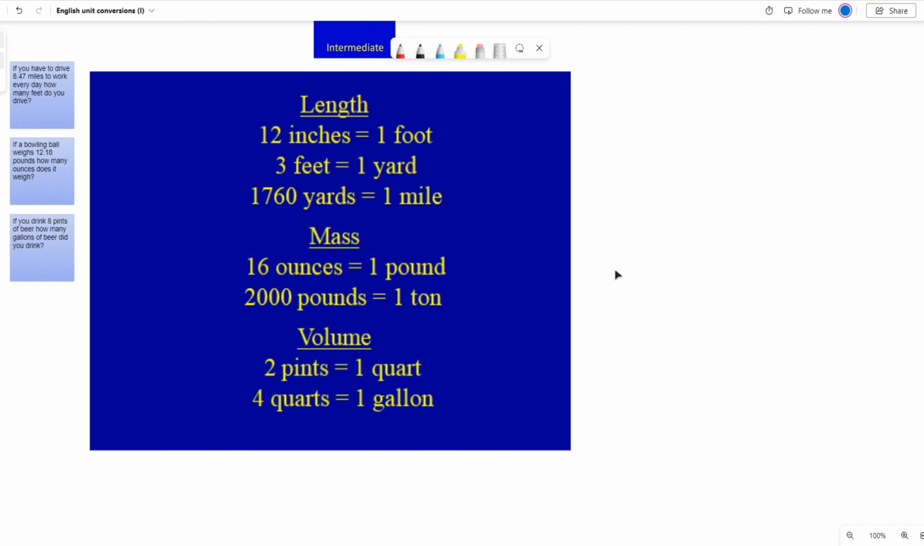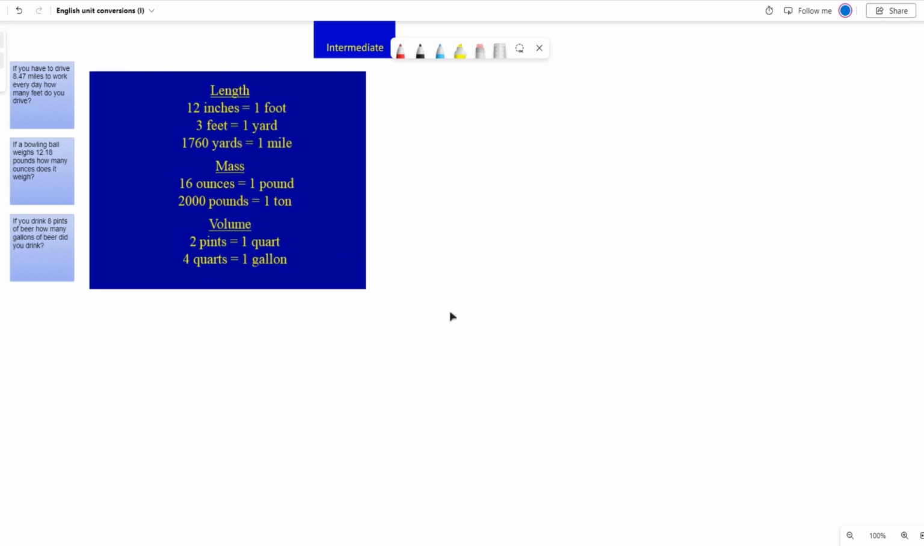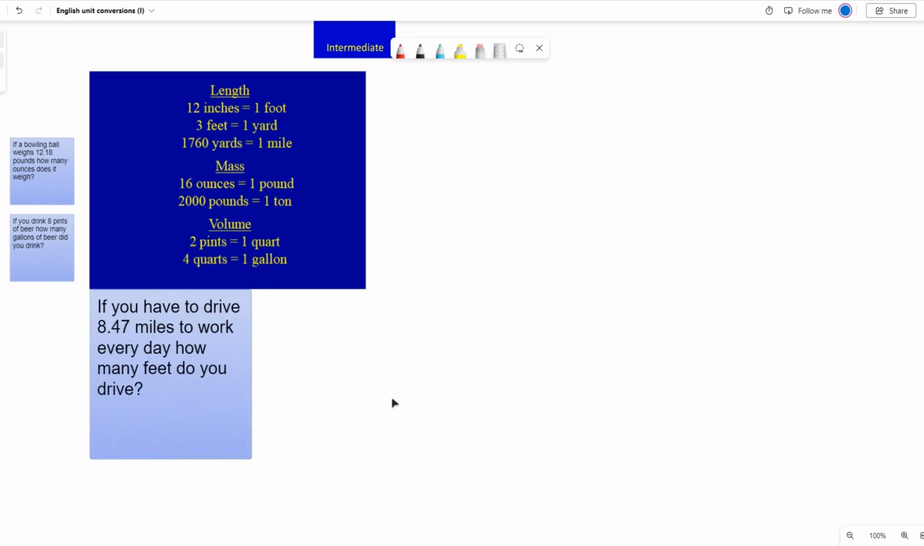So let's take a look at how to convert within this English system. Again, we're going to use the factor label method to do these conversions. So I'm going to shrink the chart down a little bit there, and let's take a look at the first problem here. It says: if you have to drive 8.47 miles to work every day, how many feet do you have to drive?